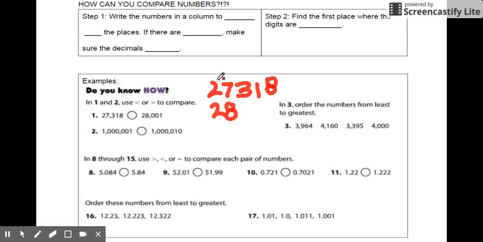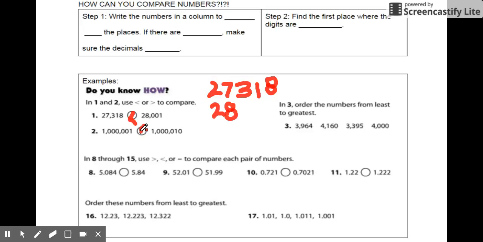If you look, they both start with a 2, and then this one's an 8 and this one's a 7. Since this 8 is greater than the 7, the sign would be like this, because the crocodile eats the bigger number. Number 2, look at them. Go ahead and write them off to the side if you need to see which one is greater where the digits are different.